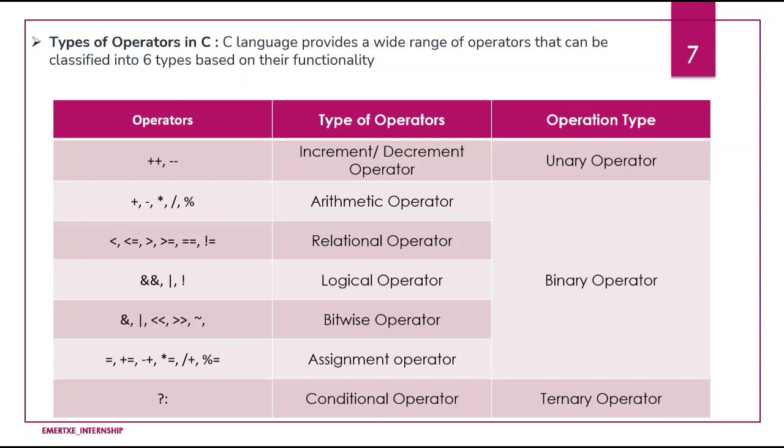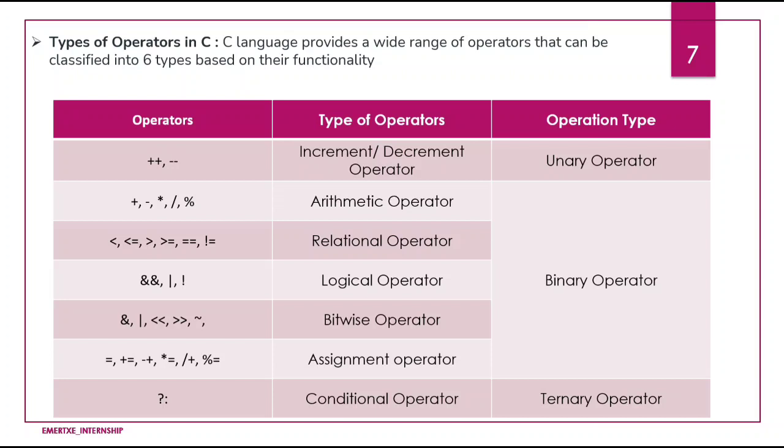So the types of operators. C language provides a wide range of operators. We have increment or decrement operator, arithmetic operator. We can do maths using these arithmetic operators. Relational operator to see whether the given number is greater than or equal to the mentioned number. Logical operator, we can use this in if-else statements. We have bitwise operator, assignment operator, and also a conditional operator.